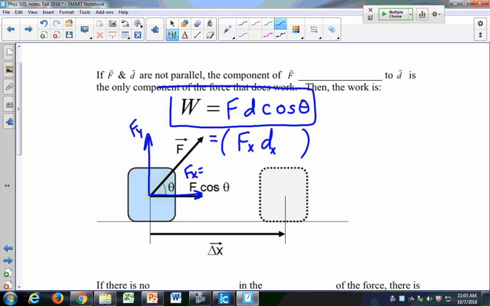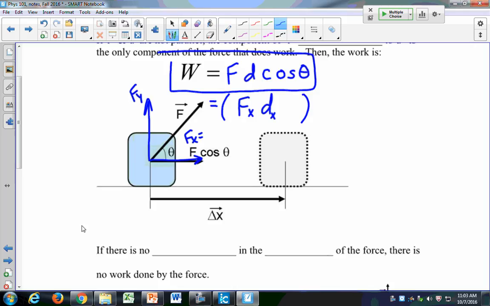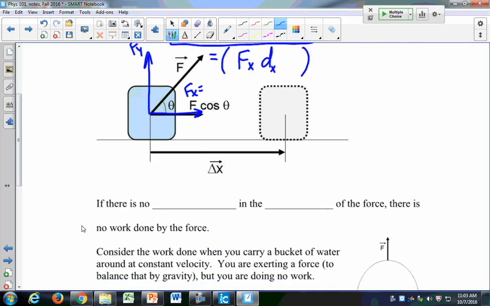As you're working work problems, this angle theta, there's never anything funny with it. You're always going to use the angle that's given. You'll see that when we work some problems. You're never going to do 90 minus theta or anything of that sort. It'll always be the angle that's given. So if there's no displacement in the direction of the force, then there's no work done by the force.